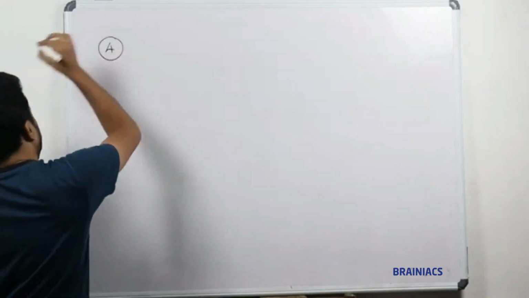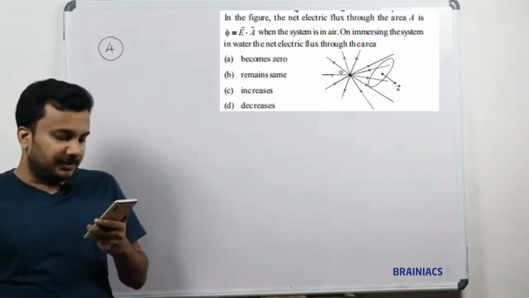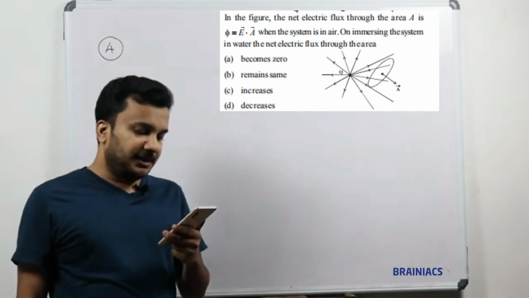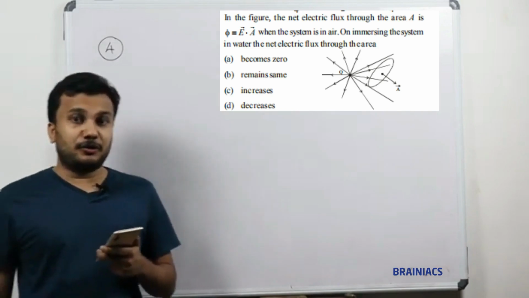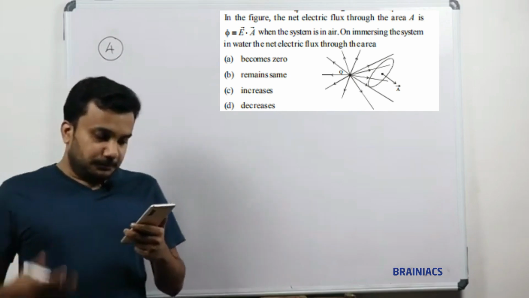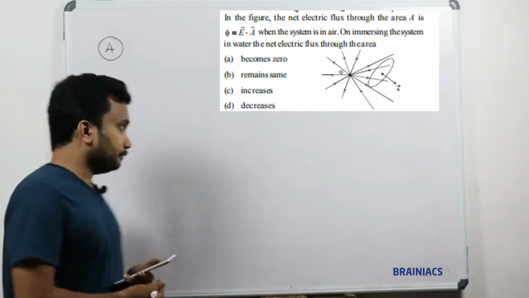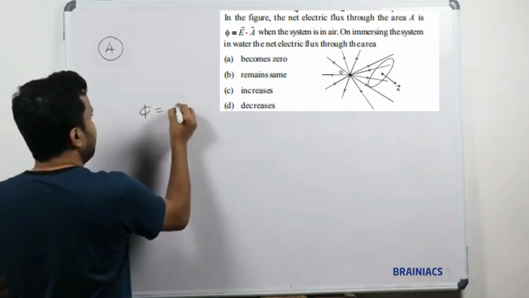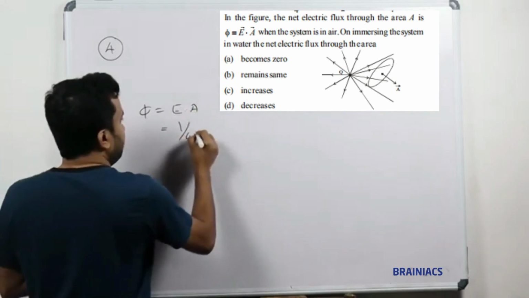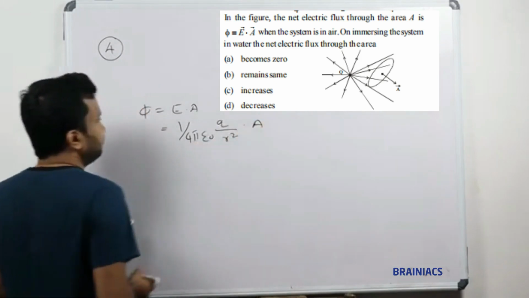Question number 4. In the figure, a diagram is given. Net electric flux through the area A is given by phi equal to E dot A. This is which law? Gauss's law. When the system is in air medium, and on immersing the system in water, what happens to the electric flux through the area? So flux in air is given by E dot A. What is the general equation of electric field? 1 by 4 pi epsilon 0 into q by r square, into area.